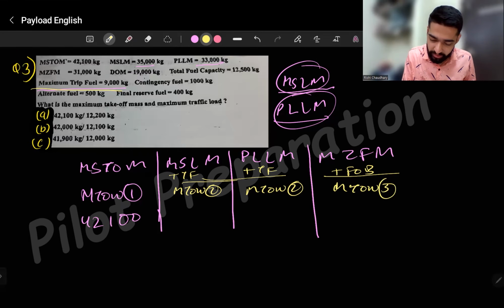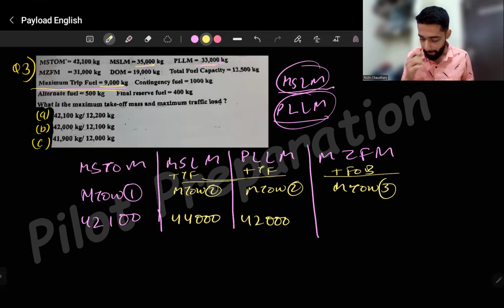So MSLM is how much? MSLM is 35,000 and my trip fuel is 9,000. So 35,000 plus 9,000 is 44,000, isn't it? 35,000 plus 9,000 is nothing but 44,000 kg. And then this PLLM is nothing but 33,000 plus 9,000. So this will be 42,000 kg, isn't it? So this is this. Then we have the third value, which is MZFM. MZFM is this. This is 31,000 plus 9,000. Not plus 9,000. We have to add the full value, which is the FOB value.